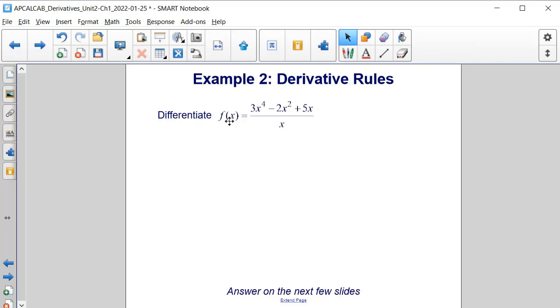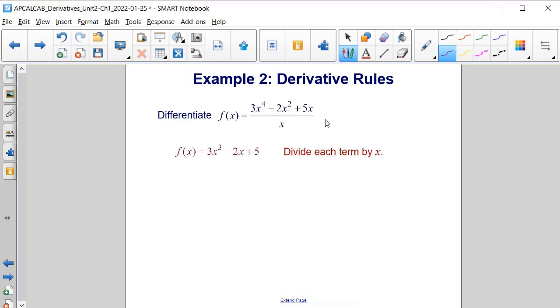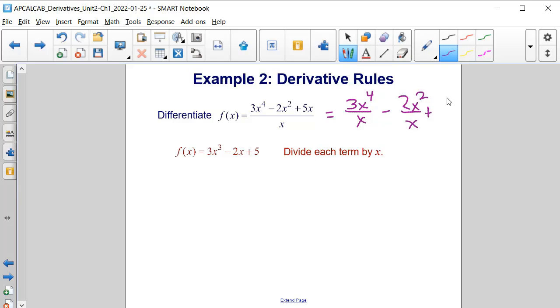Let's try to differentiate f of x is equal to 3x to the 4th minus 2x squared plus 5x, all divided by x. We're going to begin by dividing each term by x. So we could rewrite this as 3x to the 4th divided by x minus 2x squared divided by x plus 5x divided by x. And when we simplify it, f of x is then written as 3 times x to the 3rd minus 2x plus 5.